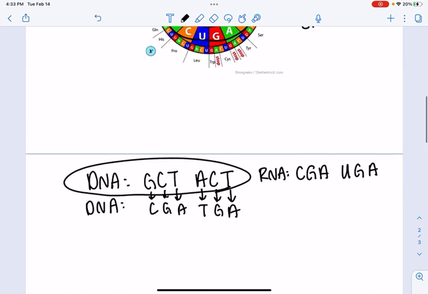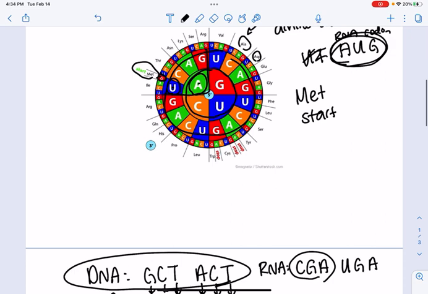And then if I wanted to figure out what the codon CGA stands for, I would go back up to my codon wheel. I would find C, and then G, and then A. And that would be the amino acid ARG.